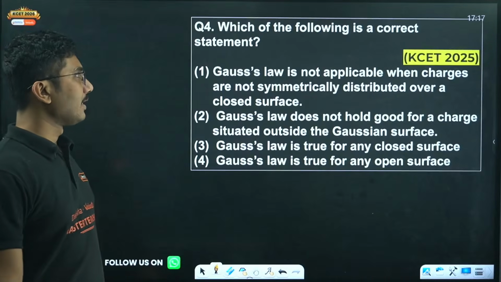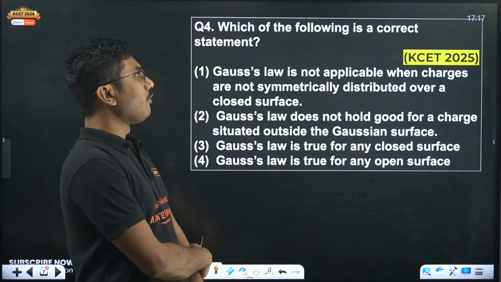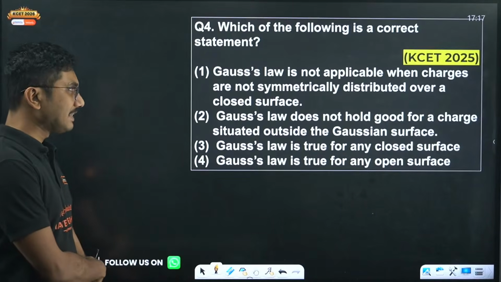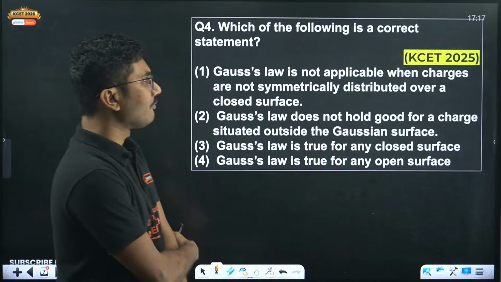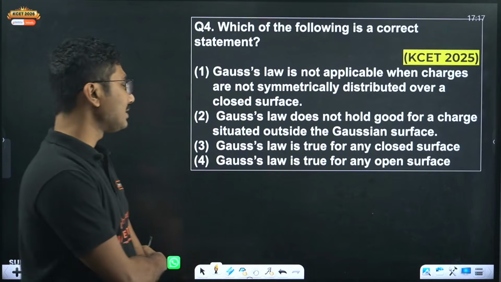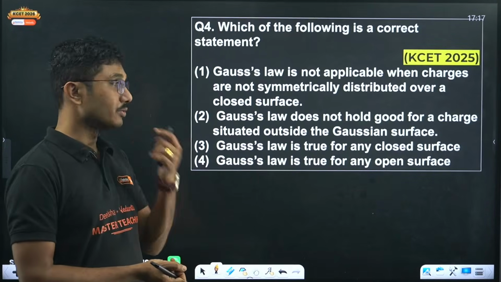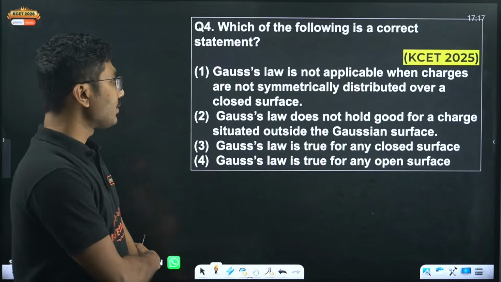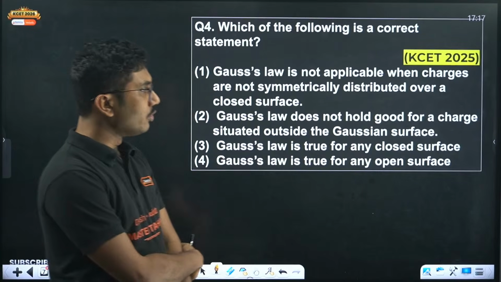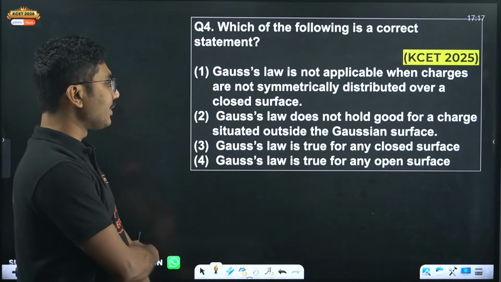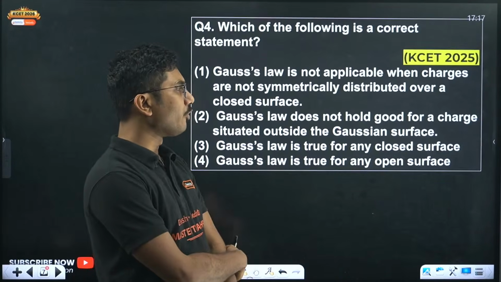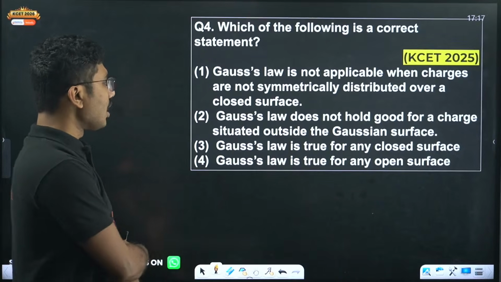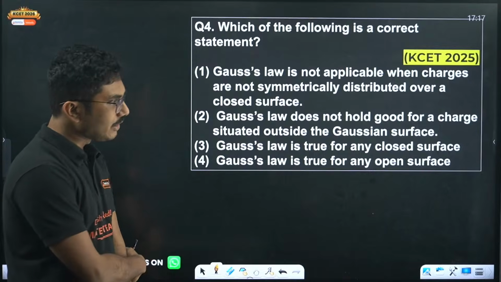24 days are left. Now, which of the following is a correct statement? Gauss's law is not applicable when charges are not symmetrically distributed over a closed surface. Gauss's law does not hold good for a charge situated outside the Gaussian surface. Gauss's law is true for any closed surface. Gauss's law is true for any open surface.